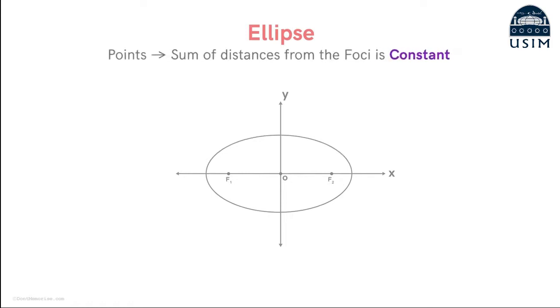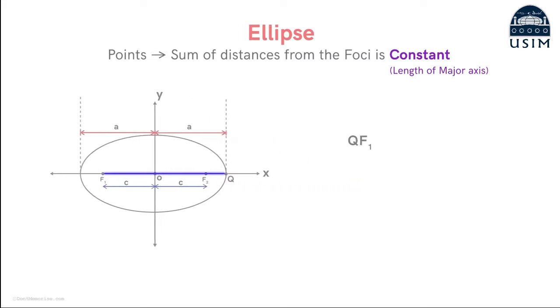For any point on the ellipse in the field track, the sum of the distances from the foci is constant. This constant will be equal to the length of the major axis. We assume that the semi-major axis of the field track is A and the distance between the center and the focus of the field track is C. Consider this point as Q. QF1 equals C plus A and QF2 equals A minus C. So we get 2A.